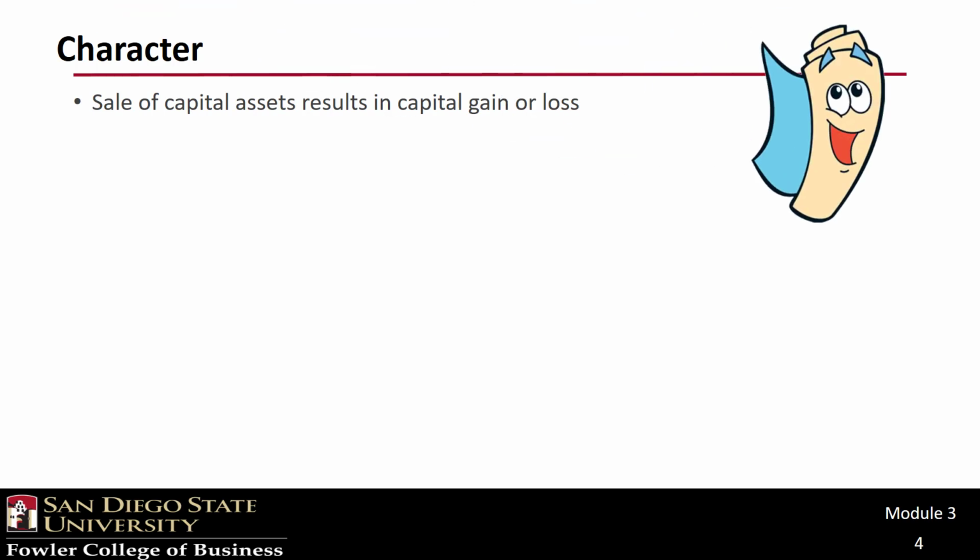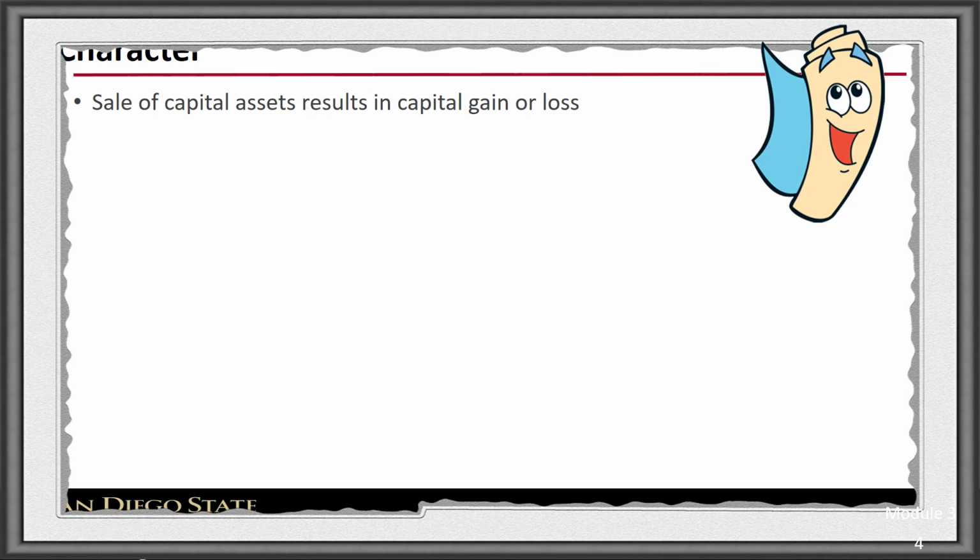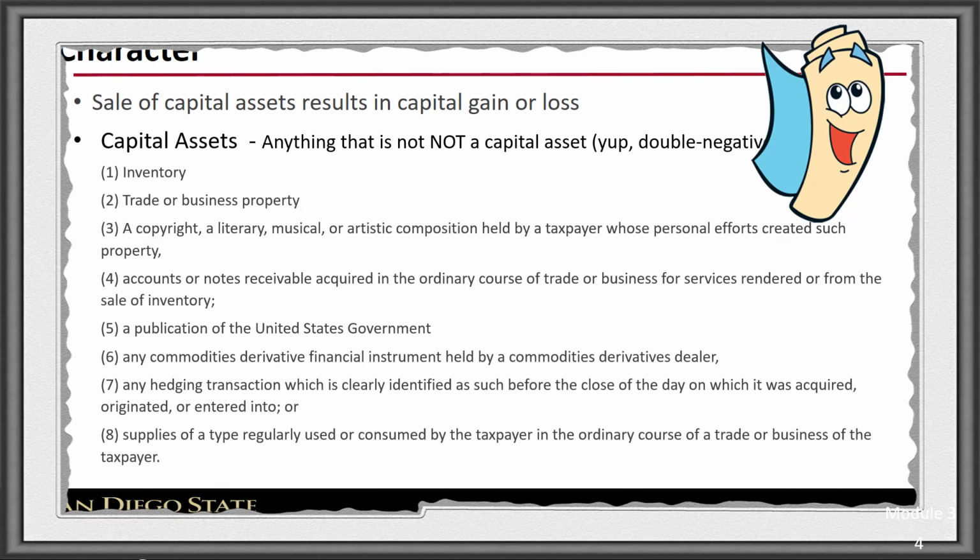Let's ask the map. The map says that the way capital assets are defined is what is not a capital asset. Oh my, Boots, that's a double negative. But sometimes that's how the Internal Revenue Code works. Things like inventory, accounts receivable, and trade or business property, these are all not capital assets.